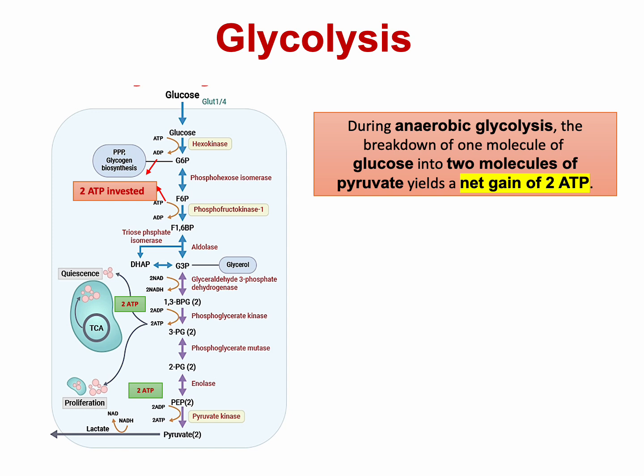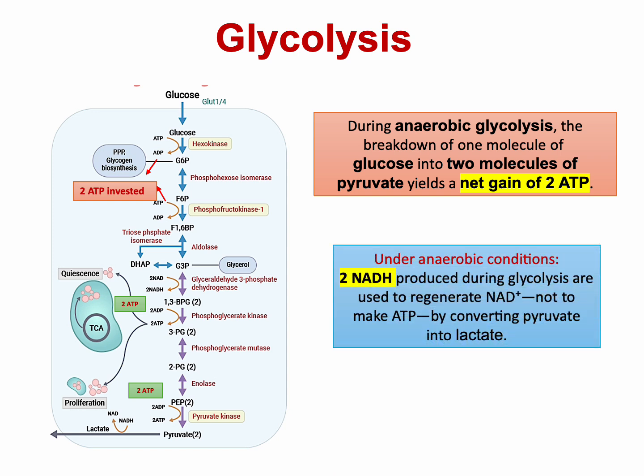So under this same anaerobic condition, the two NADH produced during glycolysis are used to generate NAD plus, not to make ATP, by converting pyruvate into lactate. Now this process also produces two NADH, but under anaerobic conditions, NADH is typically used to generate NAD plus, for example, by converting pyruvate into lactate, not for ATP production. And so again, the net ATP is 2 ATP under anaerobic glycolysis.